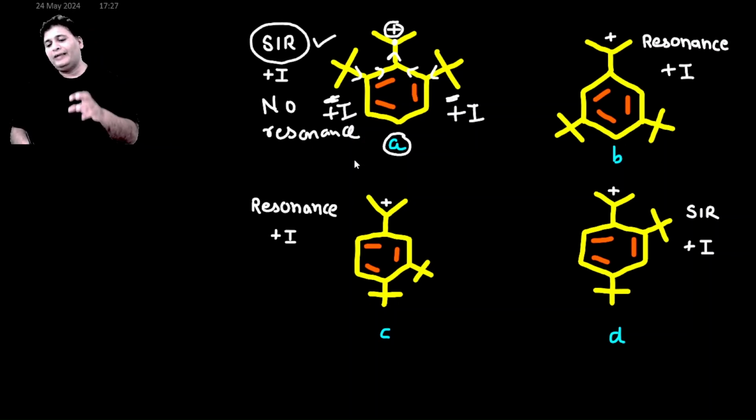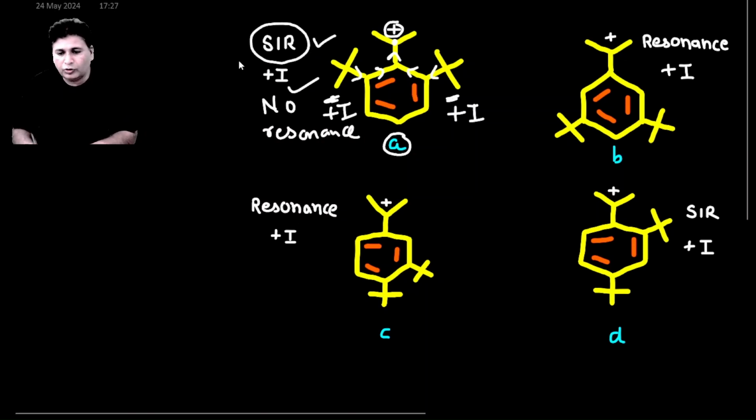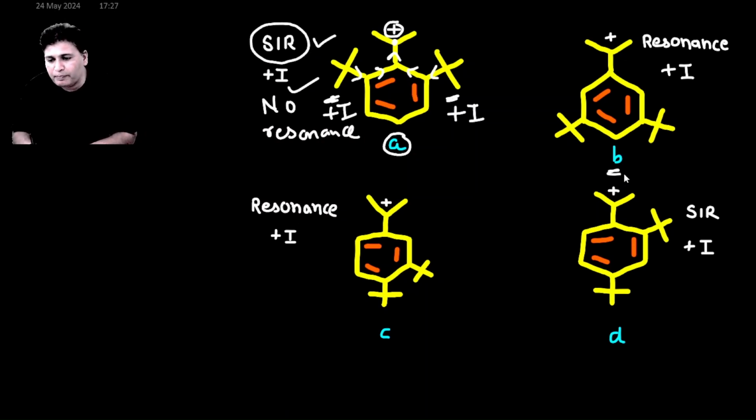So the only relief this carbocation has is because of the inductive effect of the two tertiary butyl groups. Now, it has the SIR effect, that is no resonance, and plus I effect. So now coming on to case B.